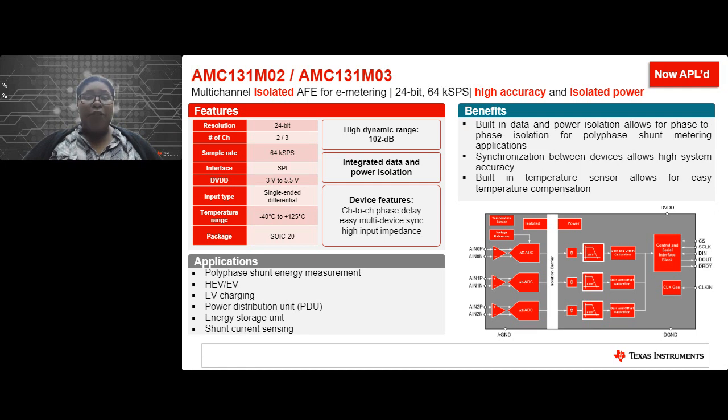You'll also be able to do synchronization between the different devices, making it easy to do that phase-to-phase measurement, as well as having built-in temperature measurement for easy temperature compensation as well. As you can see, this is a high accuracy device that is also low in power and can be used in a variety of different end equipments and industries.